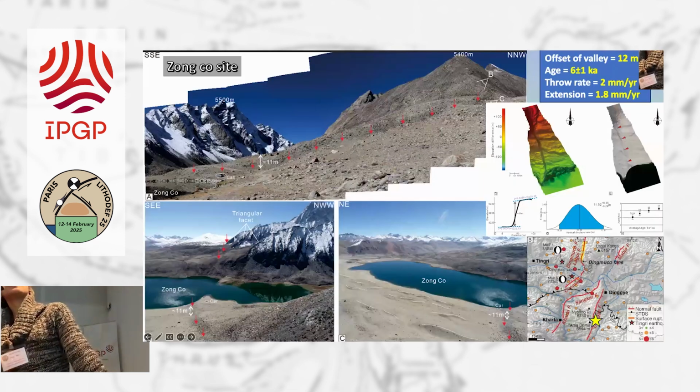And then we have other sites. We have the Zongtso scarp right here, which is about 12 meters high. It's 6,000 years old. So we have a fast throw rate of 2 millimeters per year, which means an extension rate of 1.8 millimeters per year. And this is located here on the eastern side of the Ahmad Rim Horst.